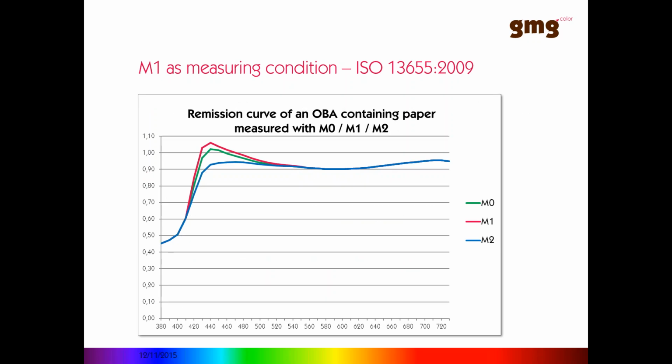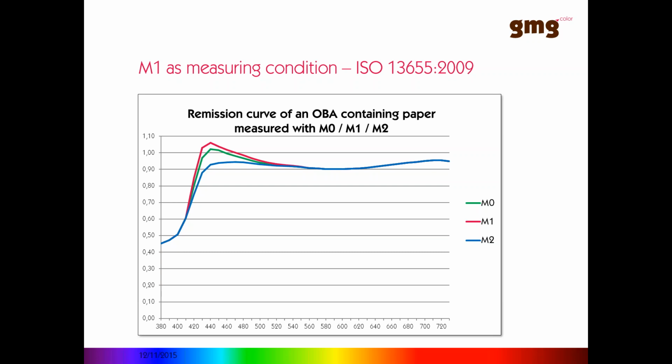So just to get a feeling for the differences between the measurement modes and the influences in our measurements, here we see a remission curve of an optical brightener-containing paper. We measured with M0, which is the green line, M1, which is the red line, and M2, UV cut, which is the blue line.